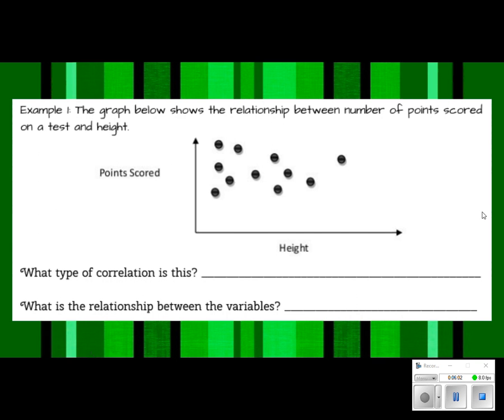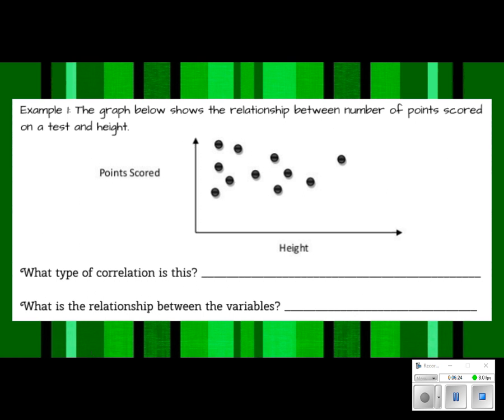So here we have example 1. The graph below shows the relationship between the number of points scored on a test and height. So I have two variables, height and points scored on a test. So the question is, and we're getting a feel for what the graph looks like and what the graph is telling us, but also what do we know about these variables?